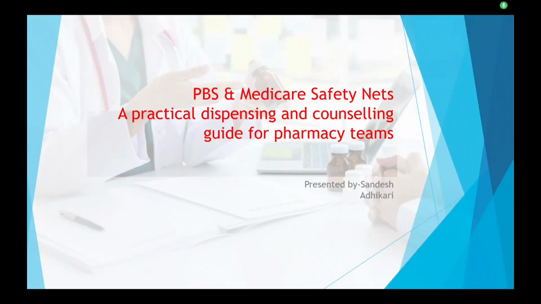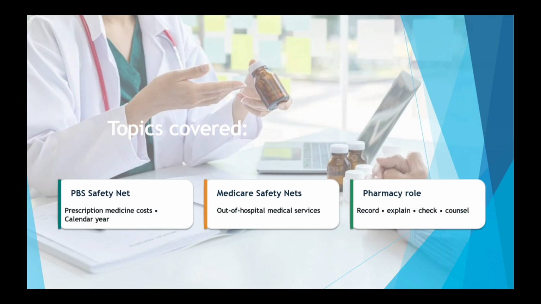The topic is PBS and Medicare Safety Net, a practical dispensing and counseling guide for pharmacy teams. I'll be presenting on this topic, and the topic is basically focusing on the safety net. What is the safety net, what things to look out for, what is the threshold, and all the criteria for the safety net. Over here I have covered the PBS safety net, Medicare safety net, and pharmacy role. I will be mainly focusing on the PBS safety net and the pharmacy role rather than the Medicare safety net. It is not that important, so I won't be focusing on that topic.